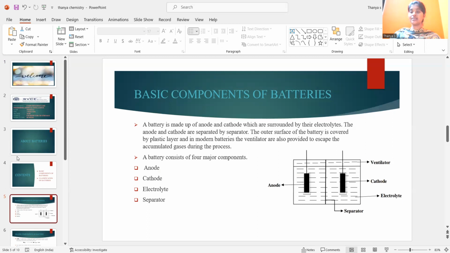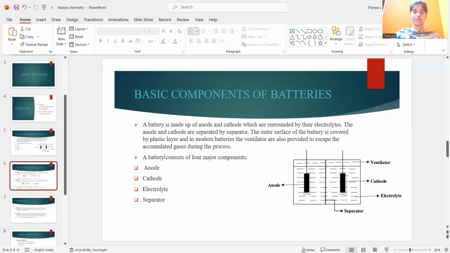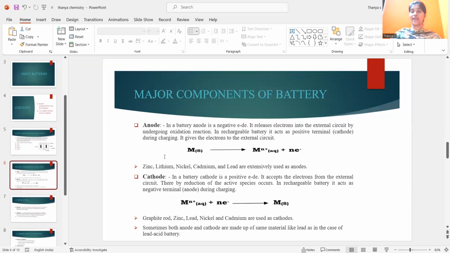As you can see in this picture, the left one is the anode and the right one is the cathode. Here it is the electrolyte, this is known as the separator, and the upper one is called the ventilator. Next one, major components of battery.